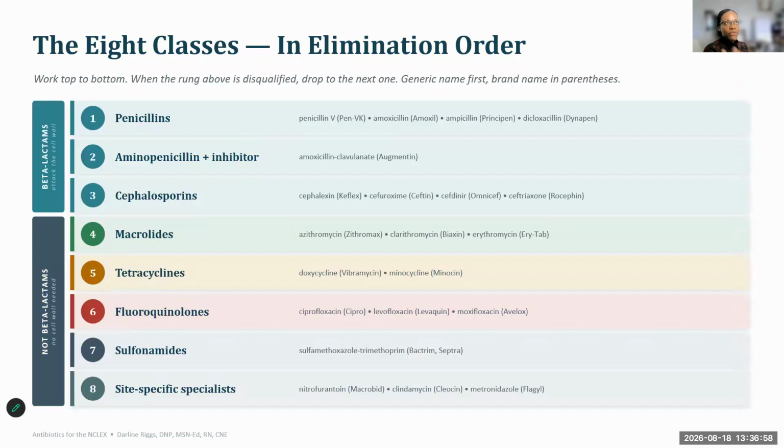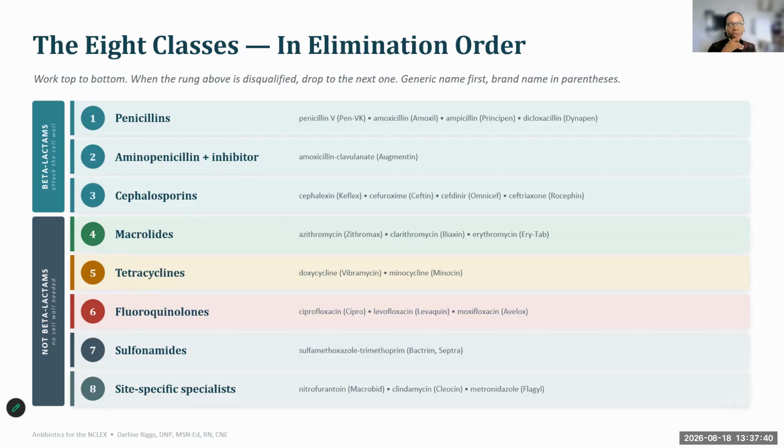To go back again, for those of you who are listening, your penicillins, we're talking penicillin V, amoxicillin, ampicillin, you hear "stillin," so your penicillins. Your aminopenicillin and inhibitor, that's Augmentin, so that's a combination drug. Obviously, it has amoxicillin and clavulanic acid. That makes it Augmentin. Now, anyone allergic to penicillin, especially if it's an anaphylactic allergy, then you wouldn't give them Augmentin either.